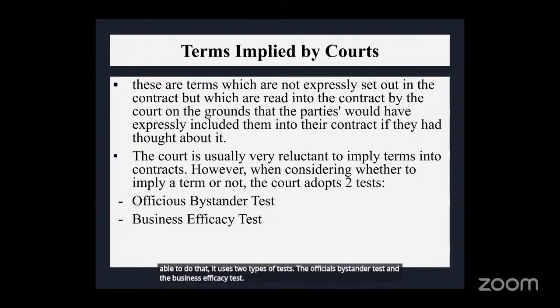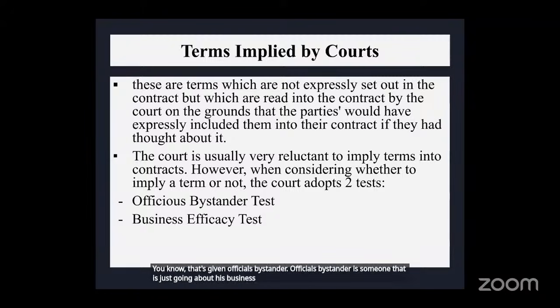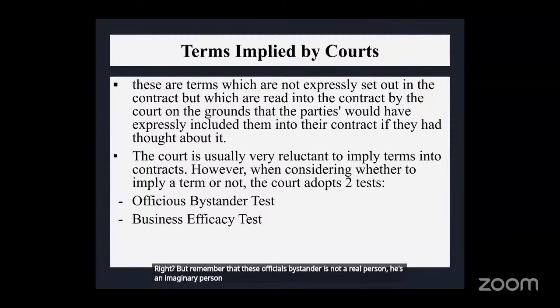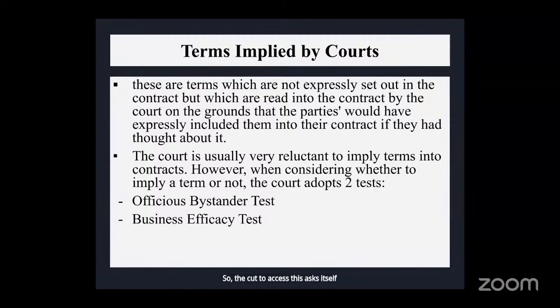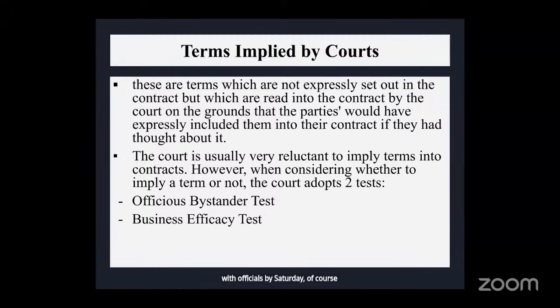So what does this even mean? The officious bystander test is that the courts will ask themselves: an officious bystander is someone that is just going about his business, right? But remember that this officious bystander is not a real person, it's an imaginary person. So the court will ask itself, if an officious bystander is asked, should we read such and such a term into a contract? Would the officious bystander say, of course? Or will the officious bystander say, well, not really?